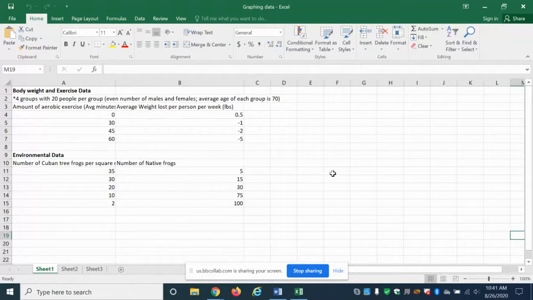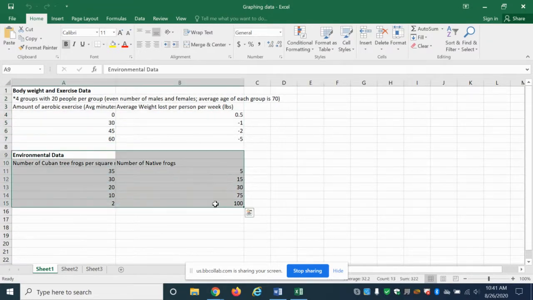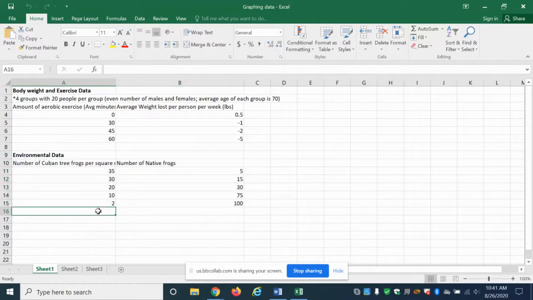And so I'm giving you data here. Only pick one of these two data sets to graph. So I've got body weight and exercise data here. That's one set of data that you could graph, or you could choose to do the environmental data. I lived in Florida most recently, and Cuban tree frogs are invasive and they kill native frogs. So we're trying to see if there's a relationship between the number of invasive Cuban tree frogs and the number of native frogs that we count. So those are two options there. That is where you find your data.